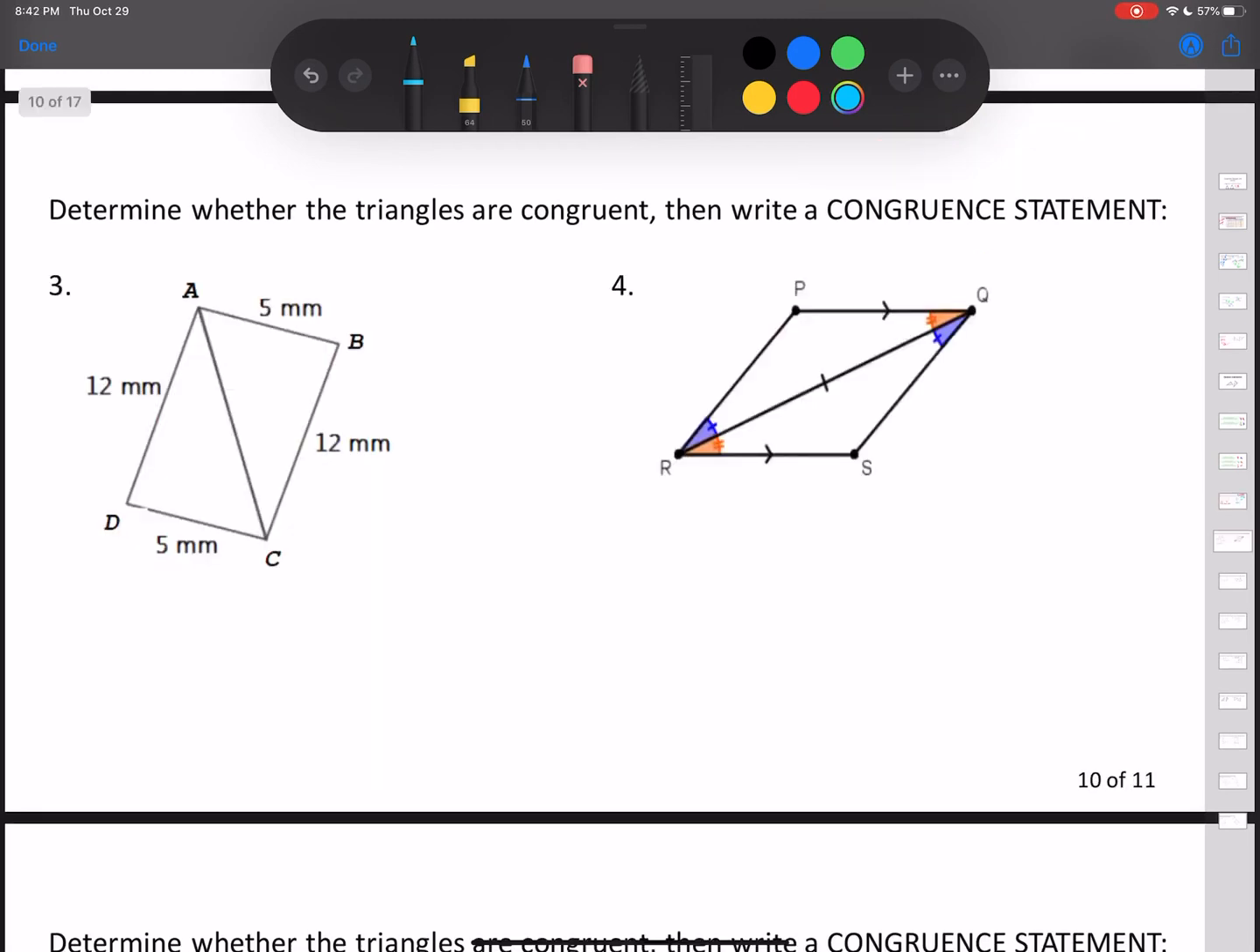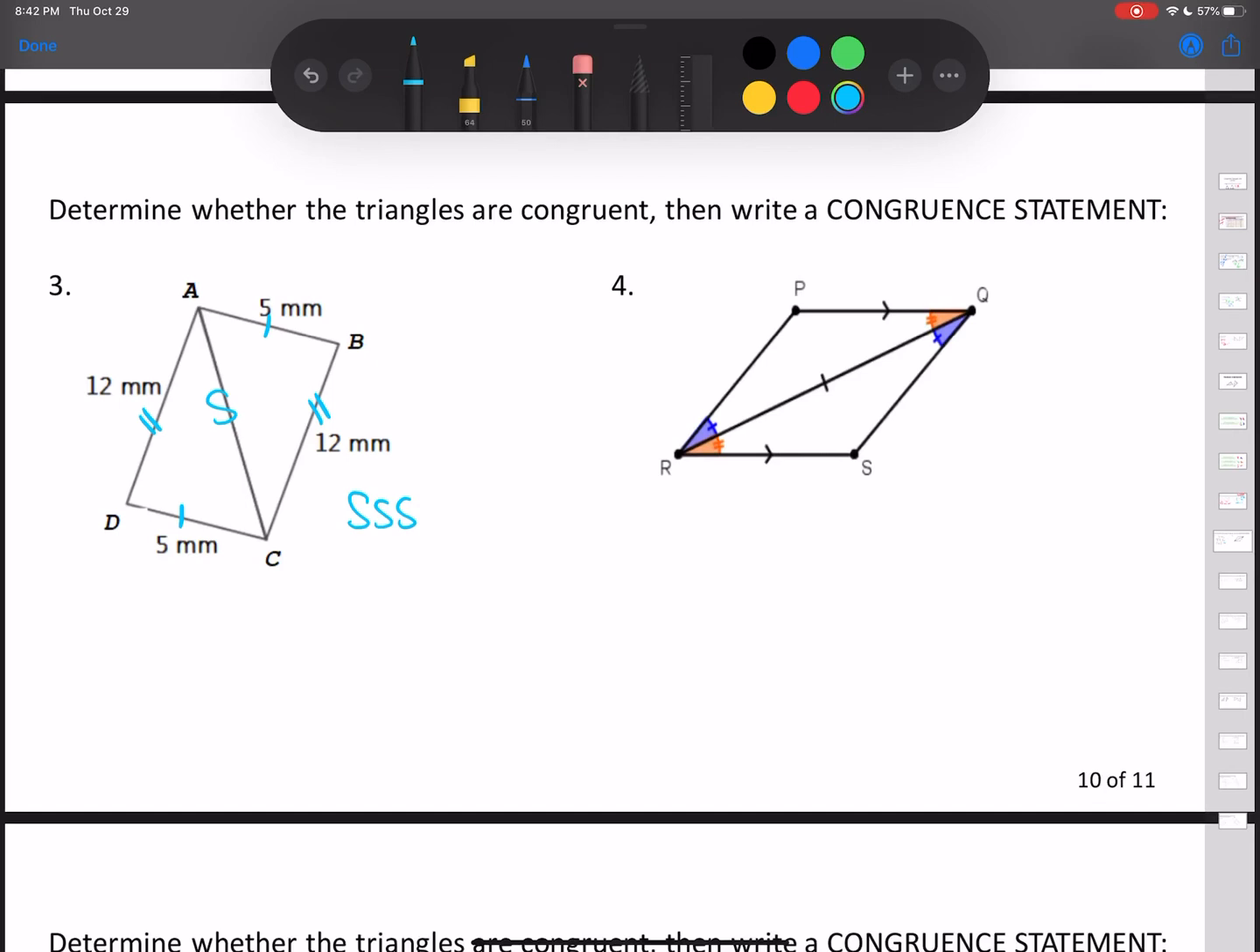All right, so this next one, it gives me that I have sides that are congruent, so this side and this side are congruent because they have the same measure. It's giving me that side length 12 is congruent to side length 12. And then again, I've got the shared side. That shared side tells me that I'm going to have side, side, side.